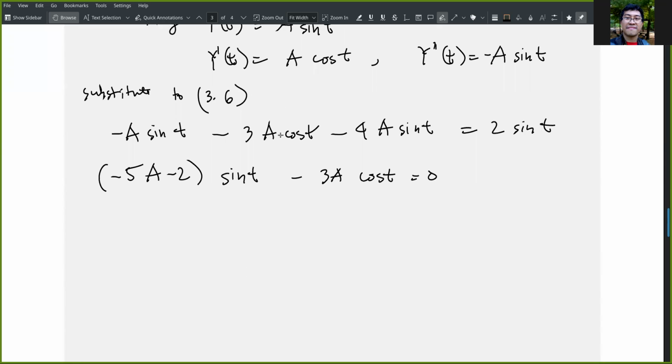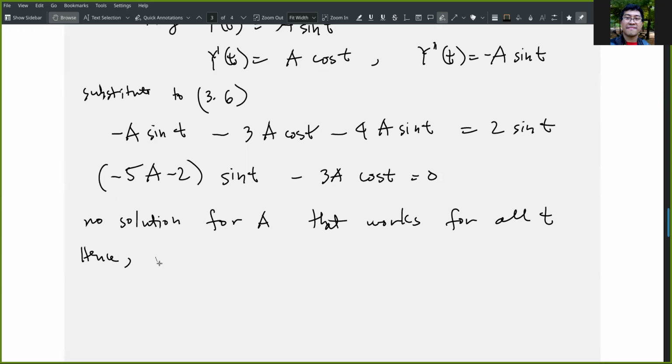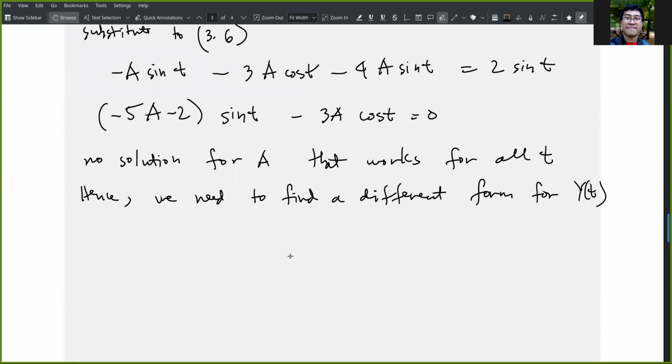Now, for some values of t we can find a solution for a, but there is no solution for a that works for all t. Hence, we need to find a different form for our particular solution y(t).